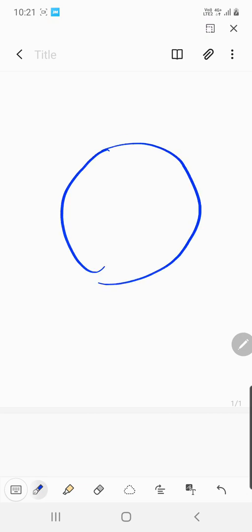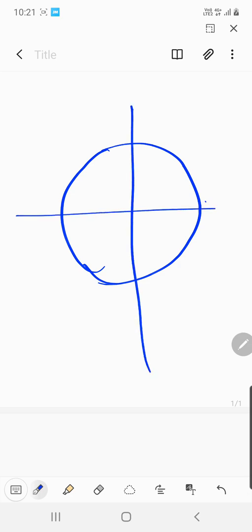So this is math in the morning. There's a circle, yeah. Now this is the x-axis, y-axis, origin is the center, and say this length is, let's say, 4.